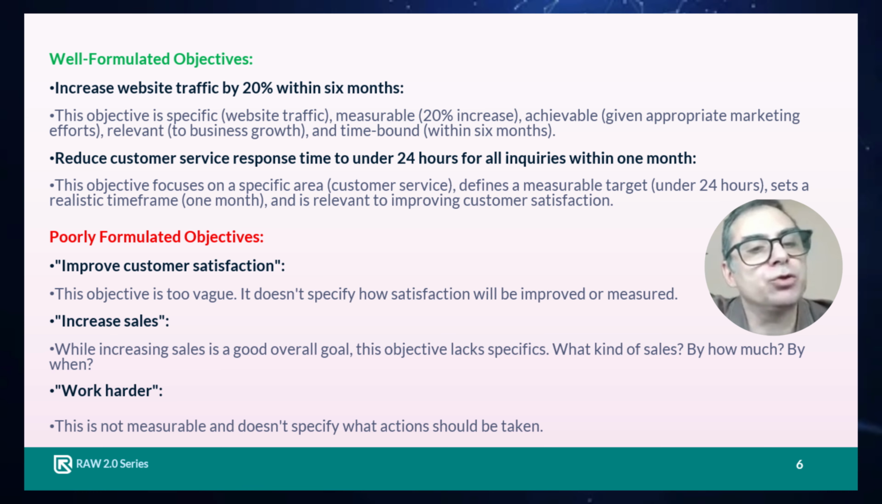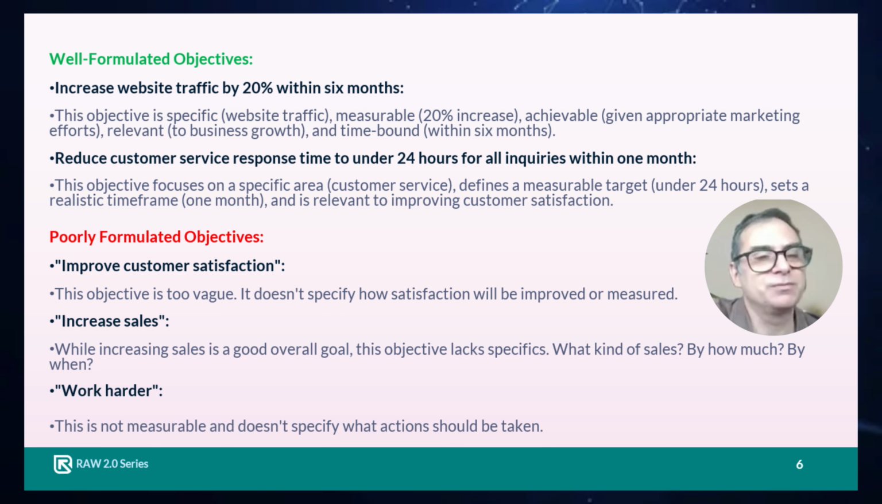A second one: reduce customer services response time to under 24 hours for all inquiries within 1 month. So you see here, it's similar to the previous one because it's very well-focused, right? In a specific area, which is customer service, okay? It defines a measurable target, which is under 24 hours, and sets a realistic time frame, 1 month, and is relevant to improving customer satisfaction. So you see here, it is well formulated.